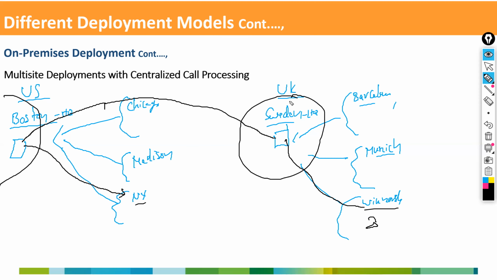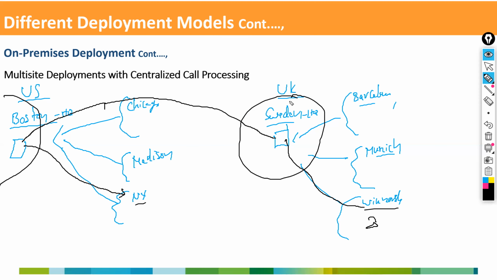That's what. Every organization, they will not go with one single deployment. They go with the combination here. Okay, see, within US, we have a multi-site with a centralized. US to UK, we have distributed. Within UK, again, we have centralized call processing. Got it? Clear this one?